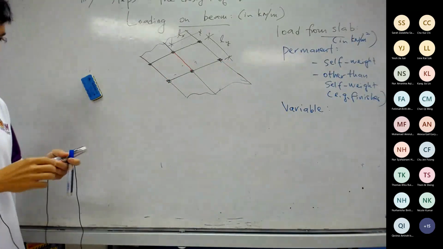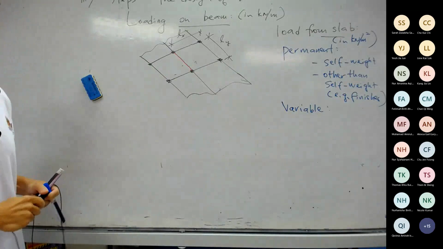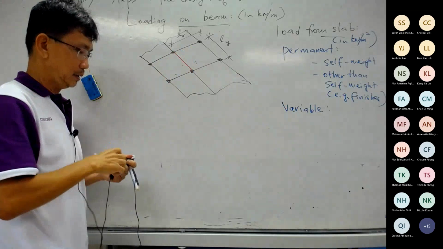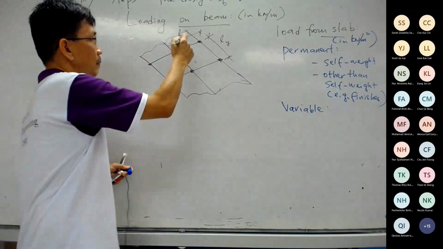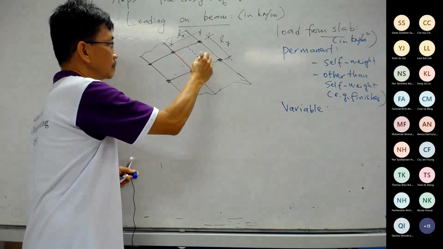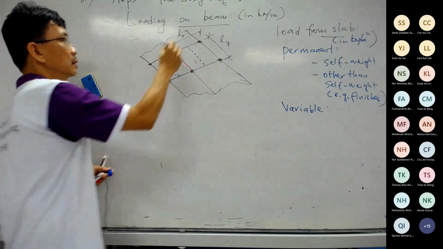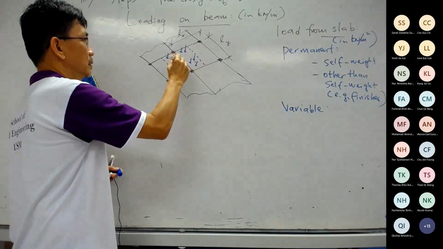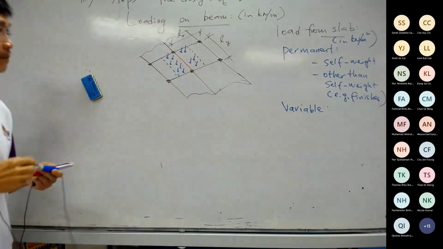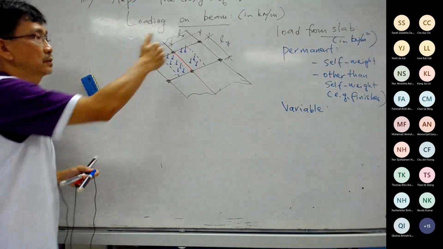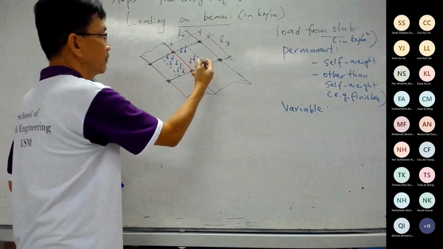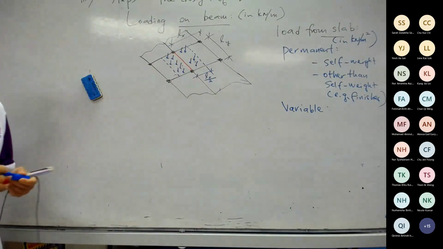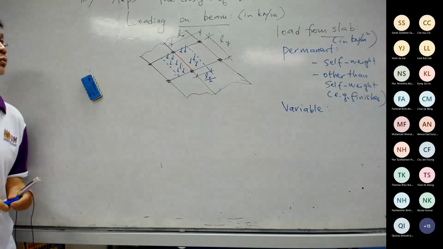Now if it is a one-way slab, then the loading that this beam has to carry from this slab and this slab will be half of the load here and half of the load here will go to the beam, and the other half goes to the other beam. Half means this is Lx over 2.